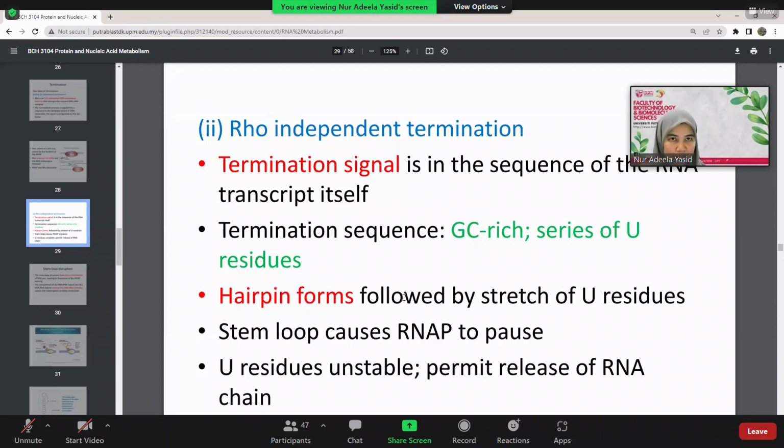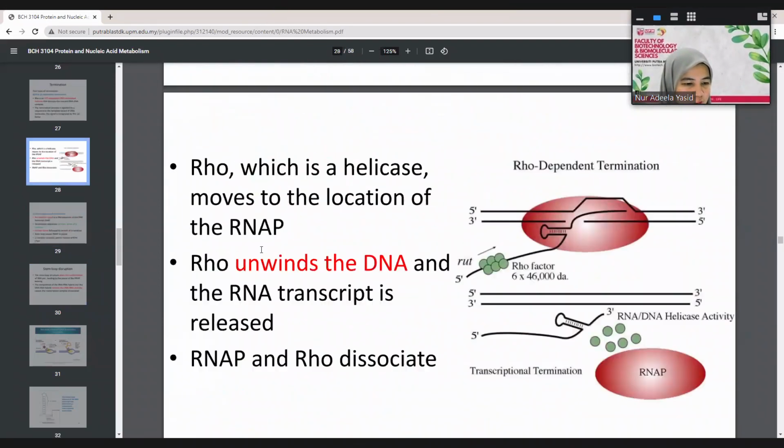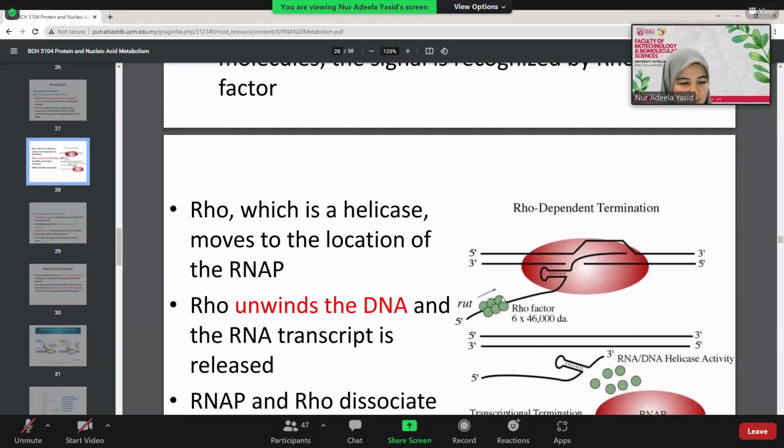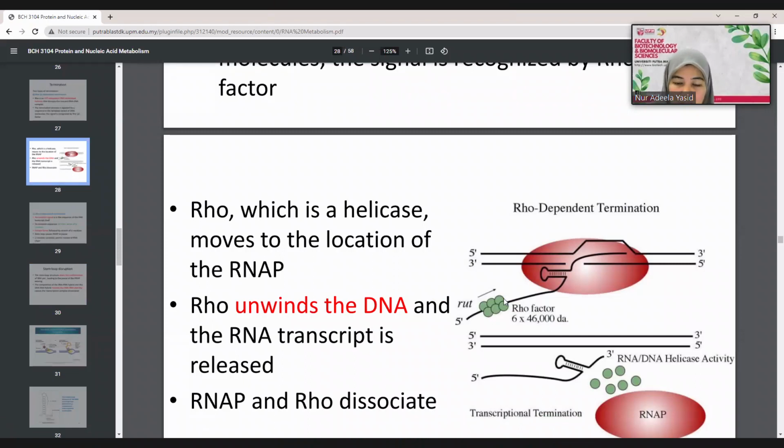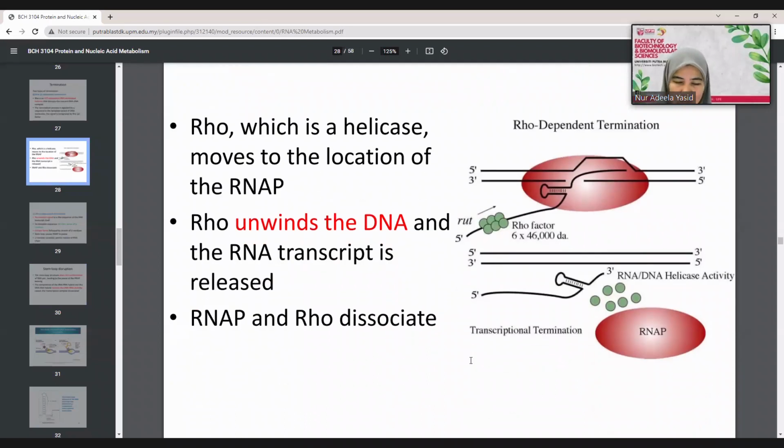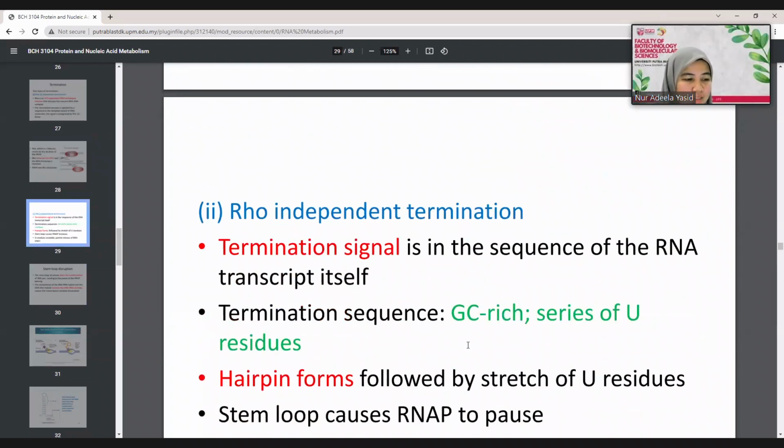Okay, if they are using rho dependent, so they are going to have this. Because if they have that rho protein, rho factor that tracks along the mRNA, so they are going to have termination based on rho protein. But if they don't have rho protein along the way of the mRNA synthesis process, so they are going to use this rho independent termination. So the termination process will occur once they encounter this GC-rich sequence.